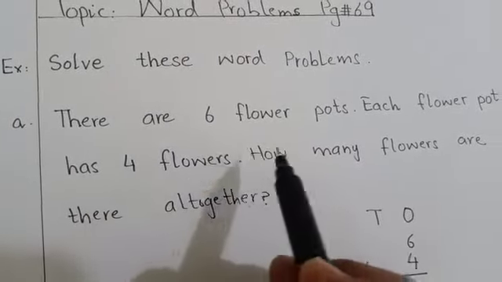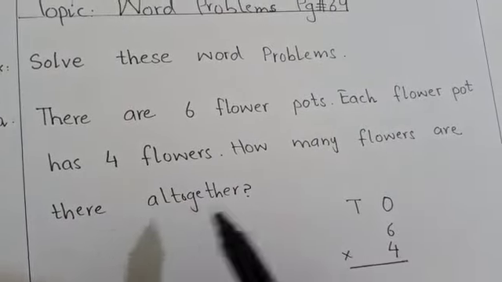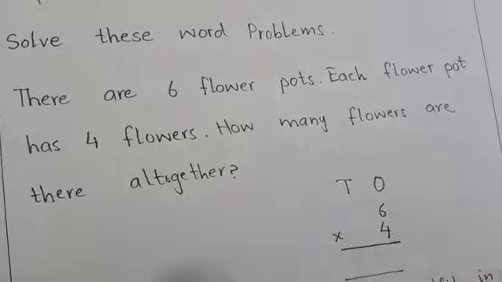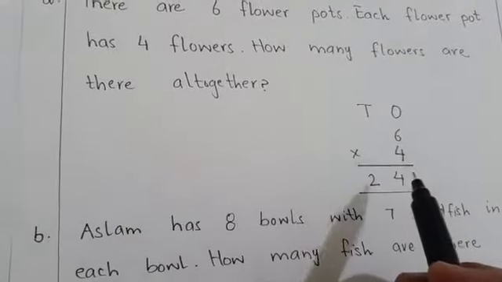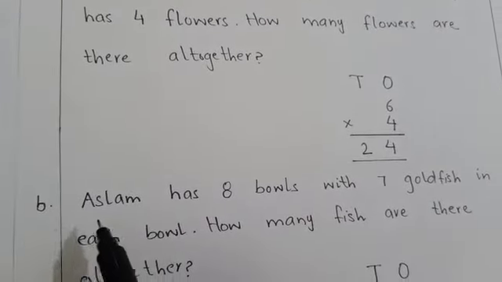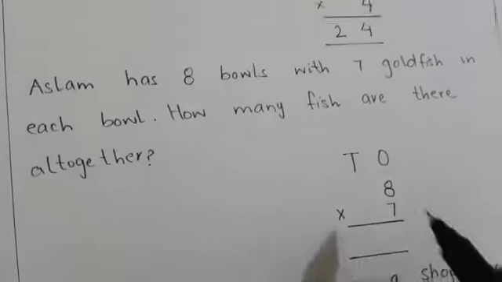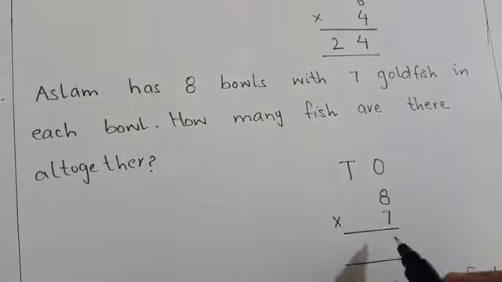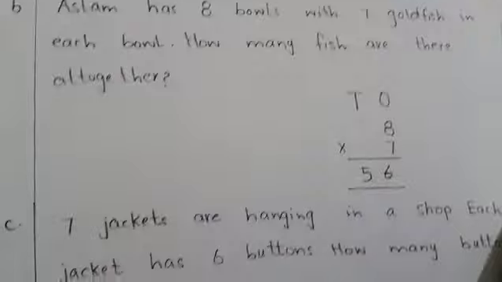A part is there are 6 flower pots. Each flower pot has 4 flowers. How many flowers are there altogether? It's 6 fours are 24 and 4 sixes are 24. First of all, you will write here the statement and after that you will solve it. Then write B part. Aslam has 8 bowls with 7 goldfish in each bowl. How many fish are there altogether? Write tens and ones. It's 8 sevens are 56.